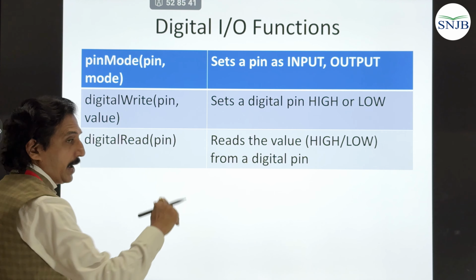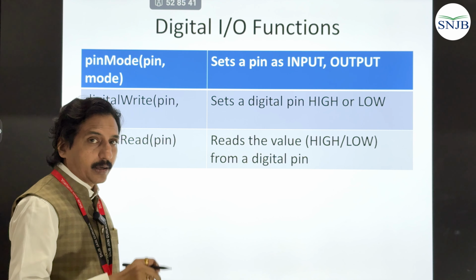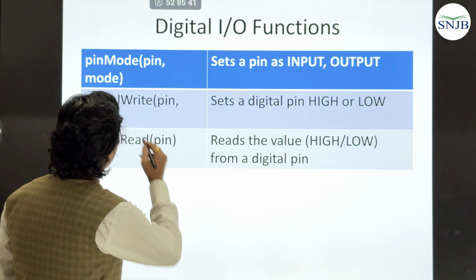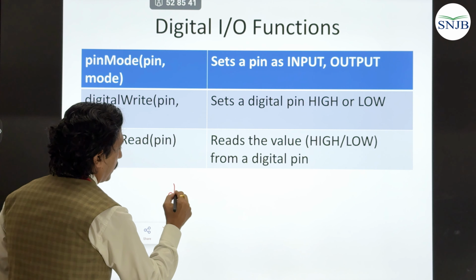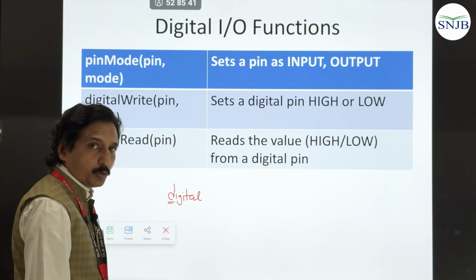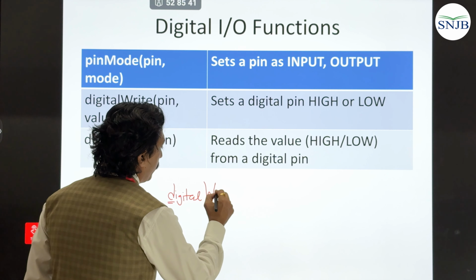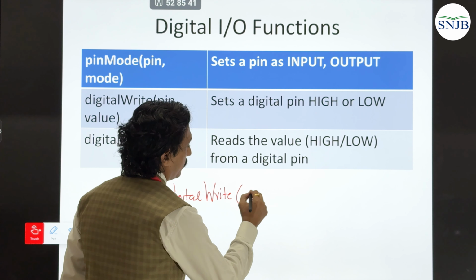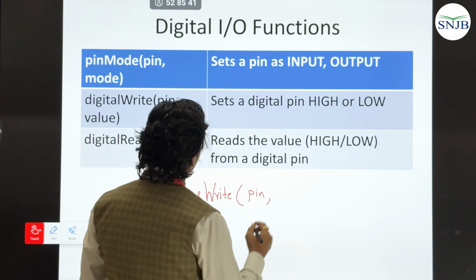Second one is, we have to write something, either we write logical 1, or we write logical 0. So this is digitalWrite. In this, D is small and W is capital. digitalWrite pin comma value.